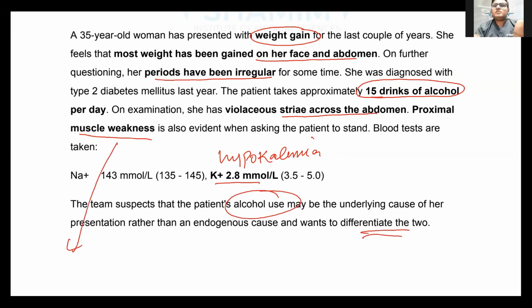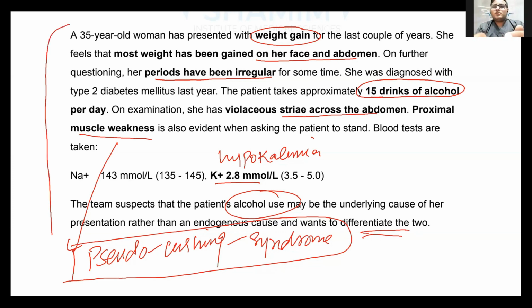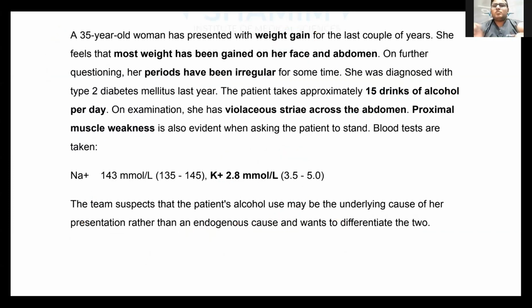Actually, the diagnosis here is pseudo-Cushing syndrome. Pseudo-Cushing syndrome is differentiated from Cushing syndrome via the insulin stress test. So this diagnosis, due to alcohol use disorder, is pseudo-Cushing syndrome. Now we will see what pseudo-Cushing syndrome is.